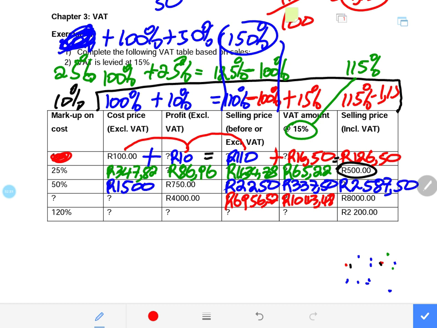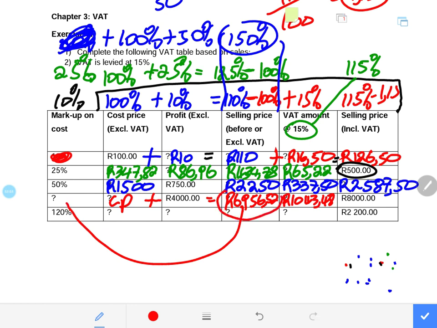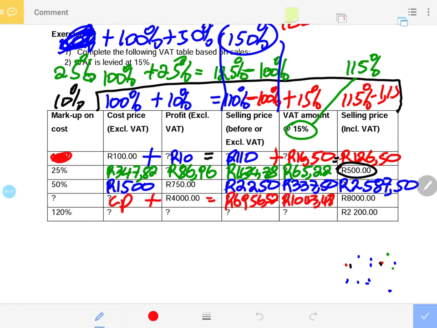So now we need to use, in this case, an equation where we say cost price plus 4,000 rands, remember I don't know the cost price, is equal to 6,956 rand 52 cents. Remember to take all the decimals into account, because the answer won't be perfectly correct because of the rounding of the decimal places. But I will still just write without all the decimals.